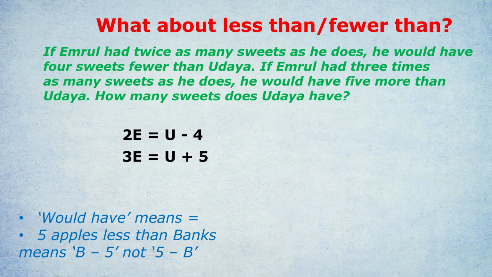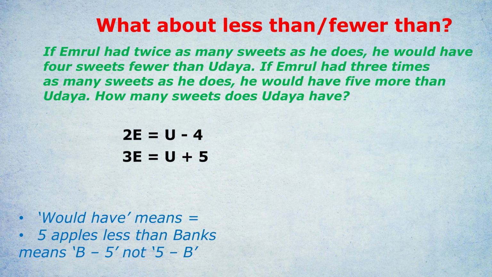So if we want to eliminate the e's, we need that number or coefficient in front of the e to be the same. Can you think of a number that 2 goes into and that 3 goes into? That would be 6. So I'm going to multiply that first equation by 3 to make it 6e, and multiply the second equation by 2 to make it 6e. So the e's are the same, so I can eliminate them.